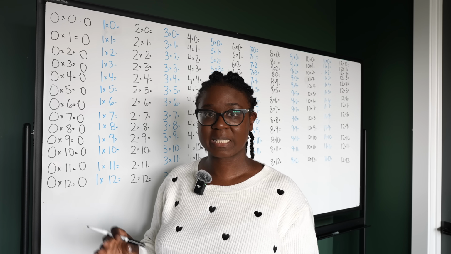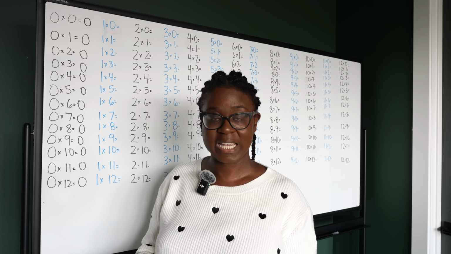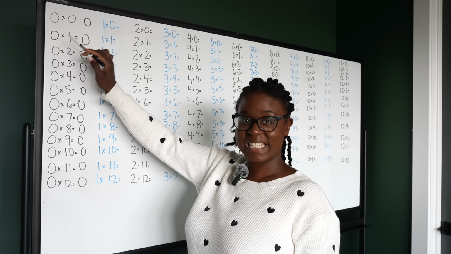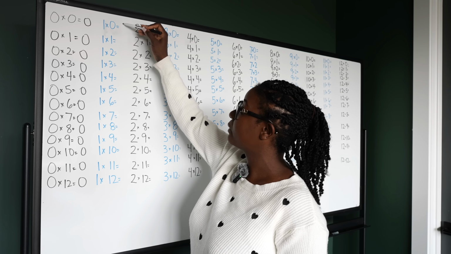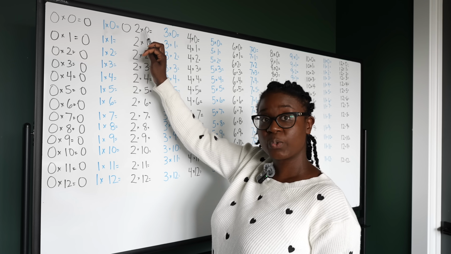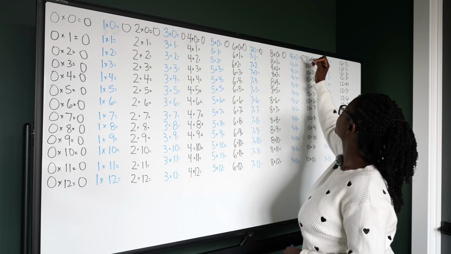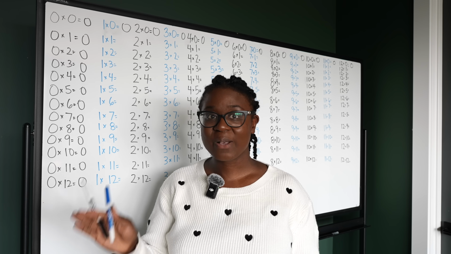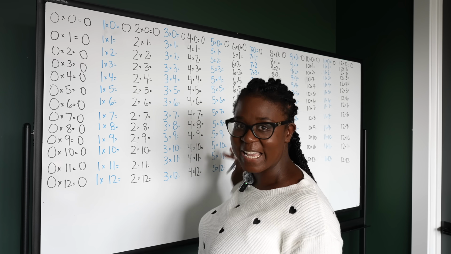The commutative property says that we can multiply numbers in any order, and that does not change the answer or the product. That means that if you know that 0 times 1 is 0, 1 times 0 is also 0. And if you know that 0 times 2 is 0, then 2 times 0 is also 0. So now we can fill in this row. We want to really take our time here with the commutative property, because once a child understands it, it's going to cut down the number of problems they have to memorize in half.